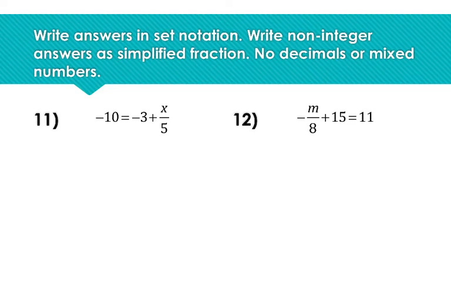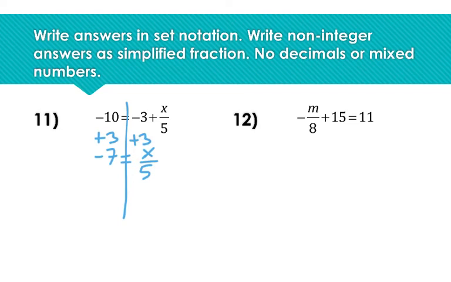So let's go ahead and draw our line down from the equal sign. And this minus 3 here is what I have to eliminate first. So I'm going to add 3 to both sides. And that would give us negative 7 equals x divided by 5. Now we have just the rational part on the right.